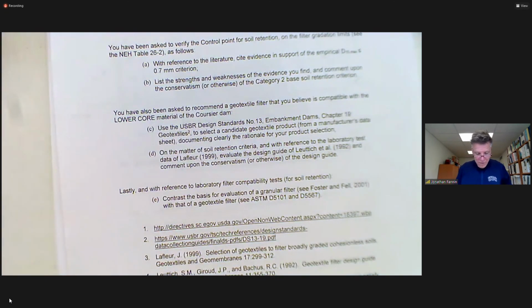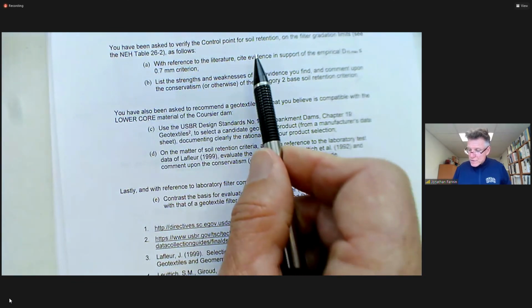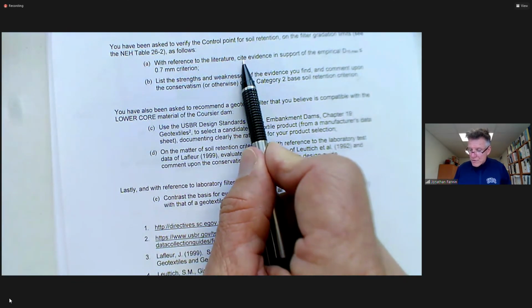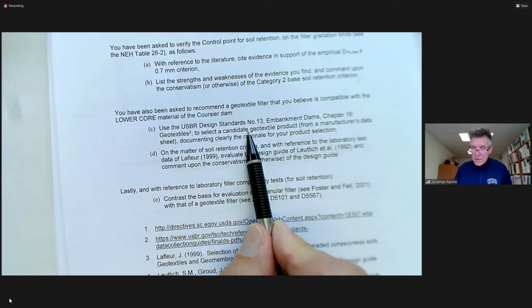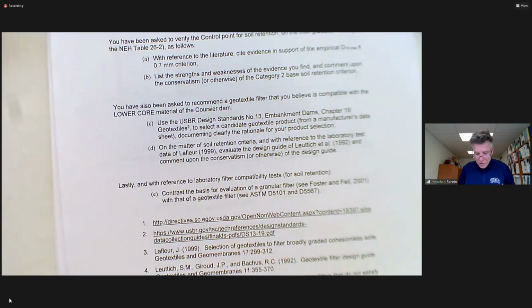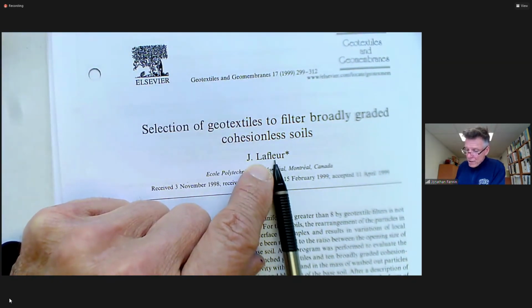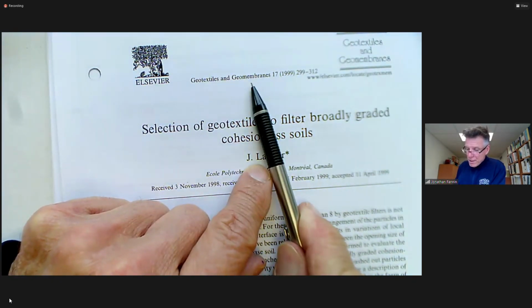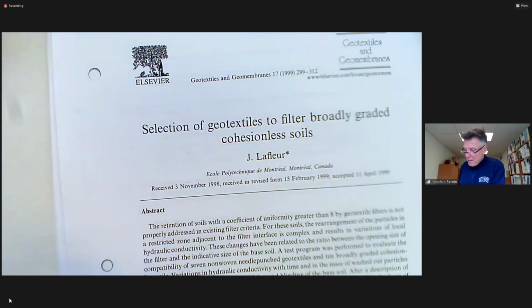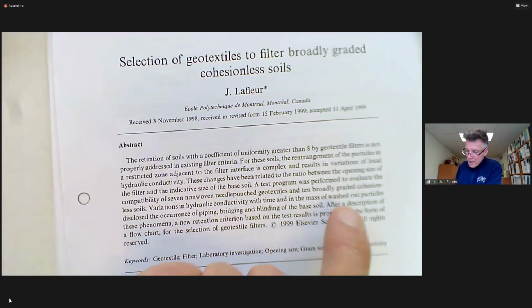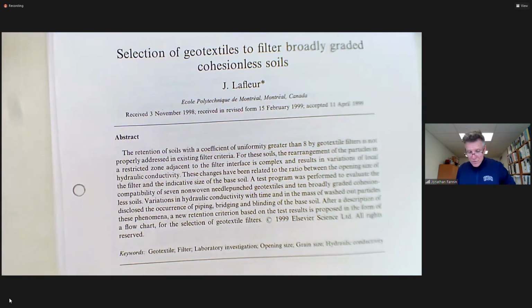But if we want to have confidence, how much confidence do we have in these empirical rules? It's a little bit like the empirical rules for granular filters. How much confidence do we have in the empirical rules for geotextile filters? So I ask you to go to a bunch of data published by Jean Lafleur in Geotextiles and Geomembranes, and he reports data for 8 geotextiles and a bunch of soils.